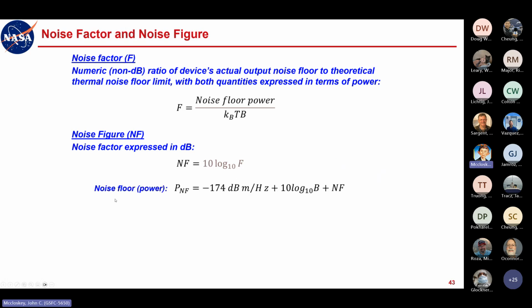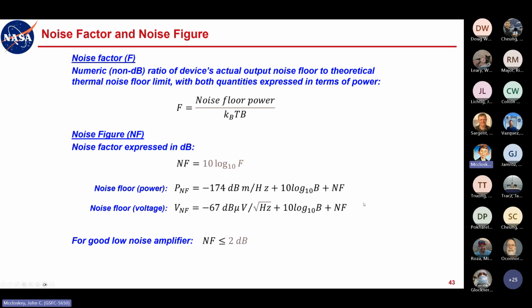Okay, so your noise floor in terms of power is going to be minus 174 dBm per hertz, plus 10 log of the bandwidth, plus your noise figure. And the same expressed in voltage is minus 67 dB microvolts per hertz. So for a good low noise amplifier, a good noise figure is generally less than 2 dB, less than 1 dB if you can get it, right? So 1 to 2 dB is generally what you want for a good low noise amplifier.